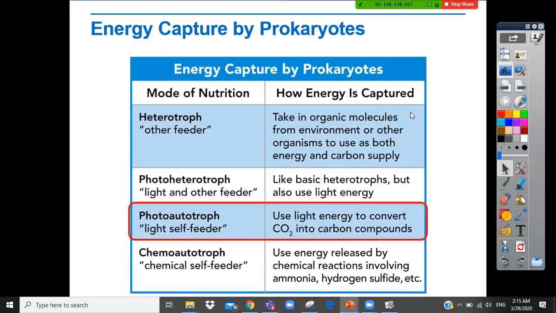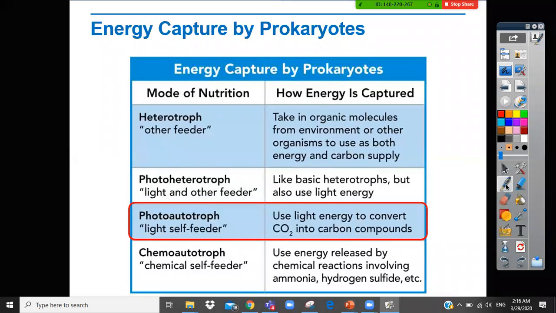I want to recall with you when we talked before in term 1 about autotrophs and heterotrophs. Just to remember, autotrophs are organisms that are capable of making their own food, while heterotrophs cannot make their own food, so they need another organism to obtain food from. They depend on other organisms. Talking about prokaryotes, some of them are autotrophs, some of them are heterotrophs.